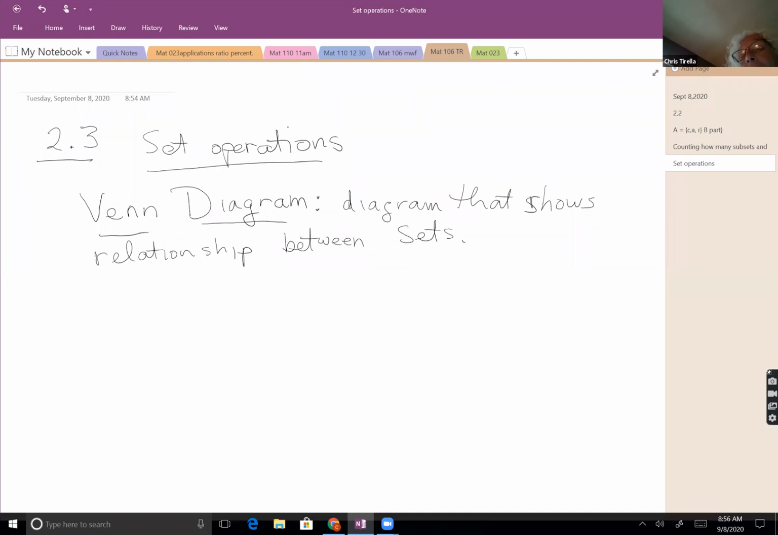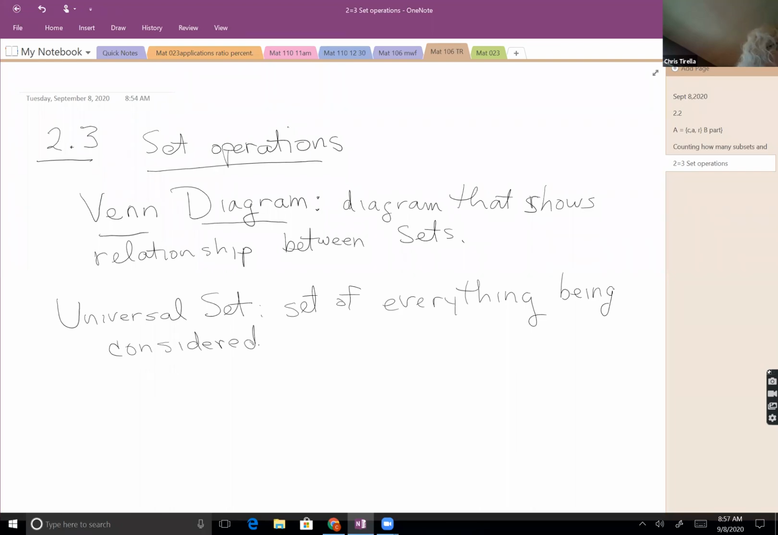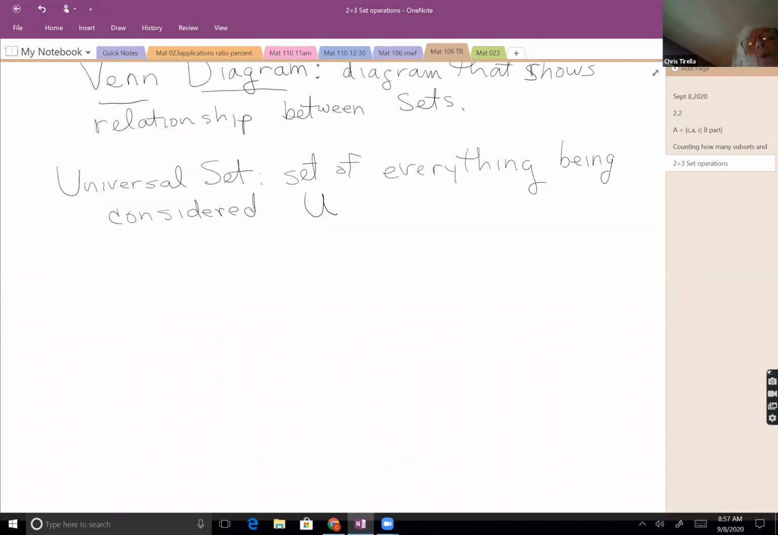Before I draw a Venn diagram, there's a couple of terms that I need to define. And the first one is the universal set. The universal set is the set of everything being considered. Most often, the universal set is shown with an uppercase U, but this uppercase U usually has a tiny little bit of a tail on it, almost like an italicized uppercase U. It's like the universe, the world that I'm considering.